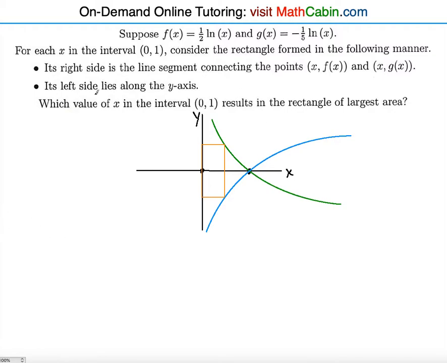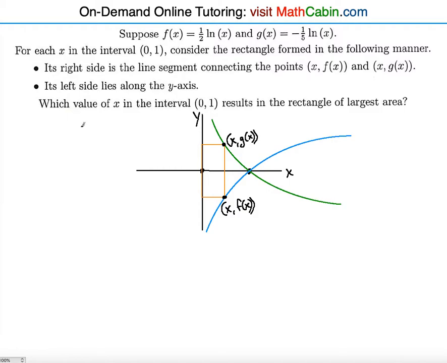Because it says that the left side lies along the y-axis and the right side is the line segment connecting the points (x, f(x)), right? So this will be (x, g(x)) here on the top, because g of x is the line falling. And this will be (x, f(x)), because the slope here is positive. Okay, and that fits the description because it says the right side of the rectangle is the one that connects the points on these respective functions. And the left side lies along the y-axis.